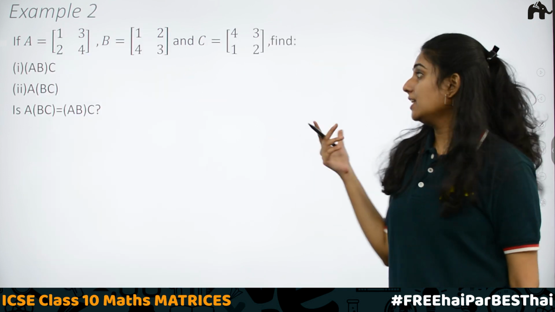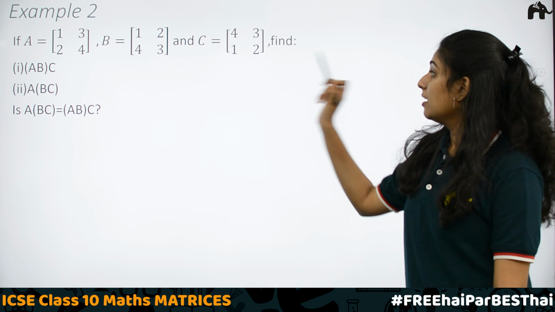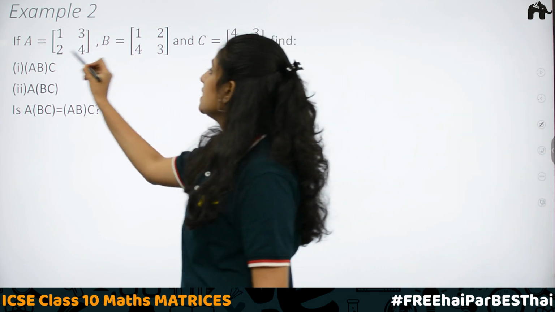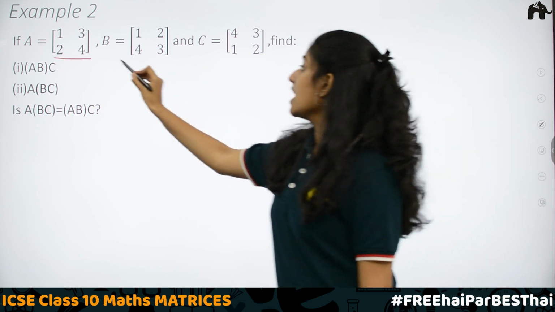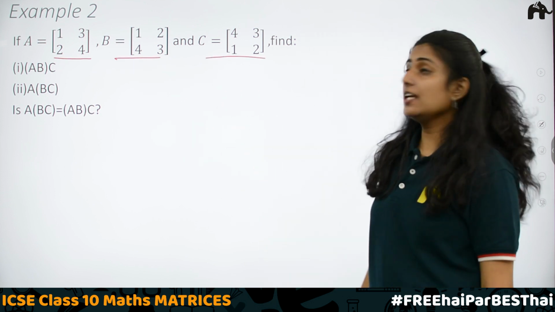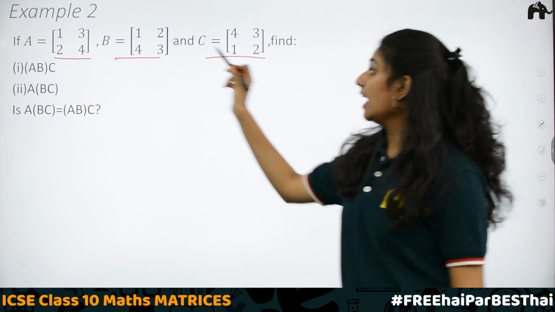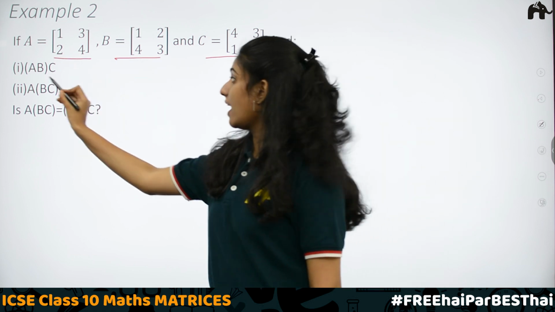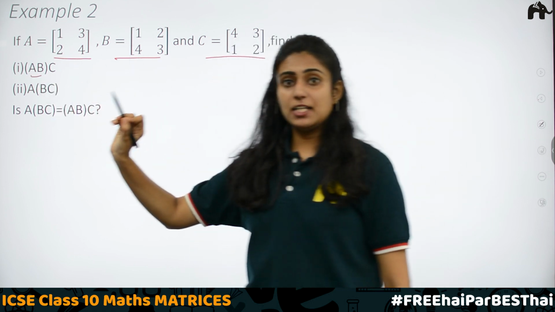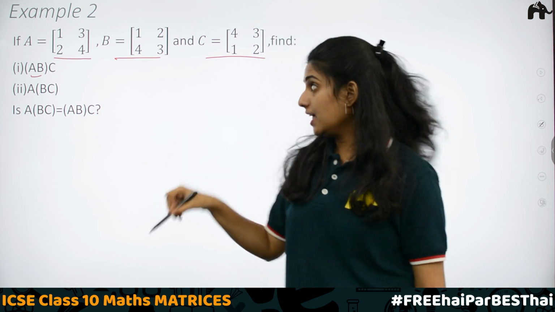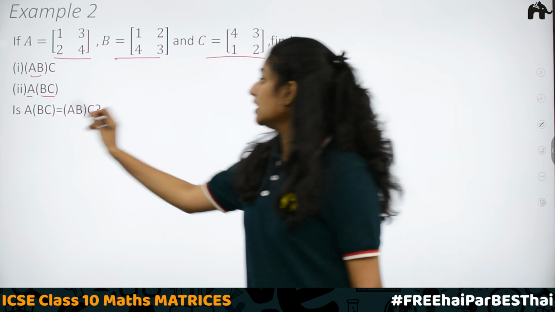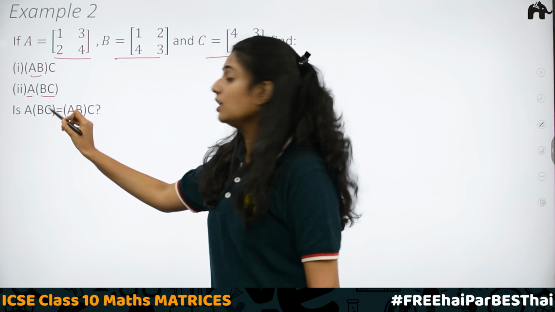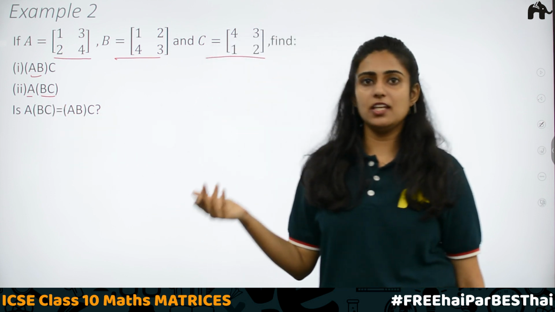Clear? Next, another example. Here we have matrix A is equal to 1, 3, 2, 4, B is equal to 1, 2, 4, 3 and C is equal to 4, 3, 1, 2. Find AB into C. First we have to find AB, then multiply with matrix C. Second, A into BC. Third, we have to find is A into BC equal to AB into C.